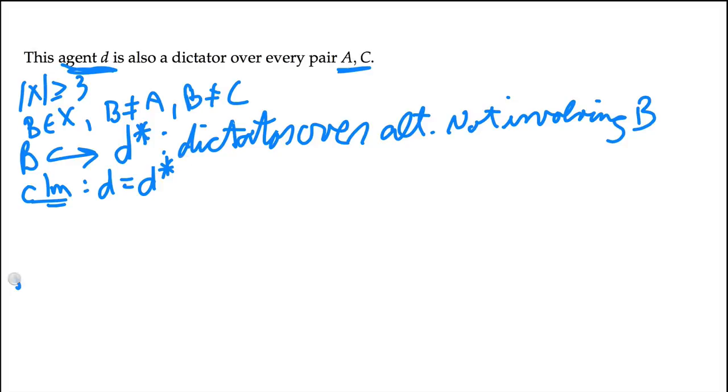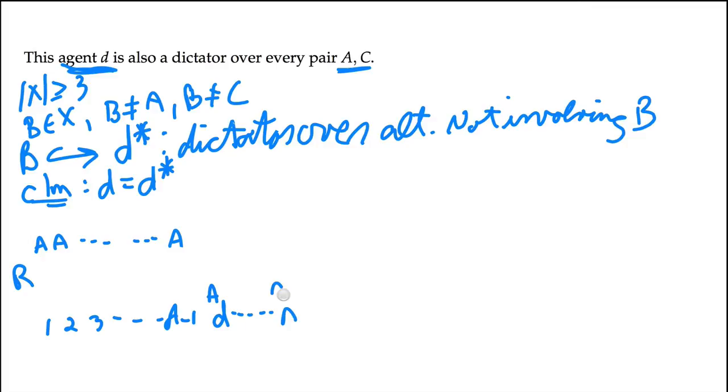Why is that? Well, remember we had this profile R, in which we had the voters 1, 2, 3, up to D minus 1 and D. The first group of voters ranked A at the very top, up through D minus 1, but D ranked A at the bottom, and everybody after D also ranked A at the very bottom. The ordering generated by this profile had A ranked at the very bottom. So F of R gives me this strict ordering, where C must be ranked strictly ahead of A, because C is some other alternative.